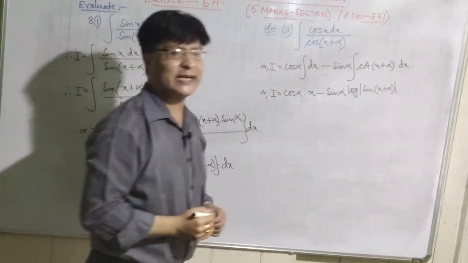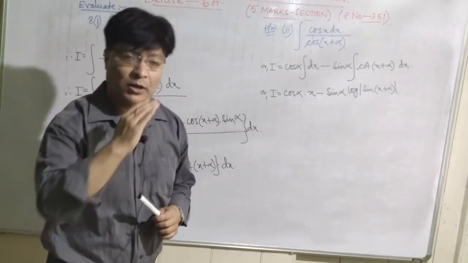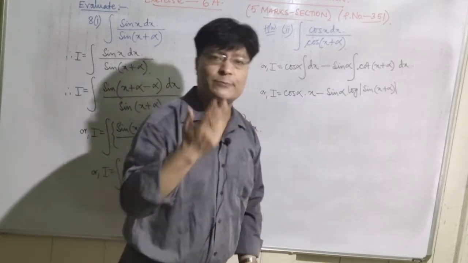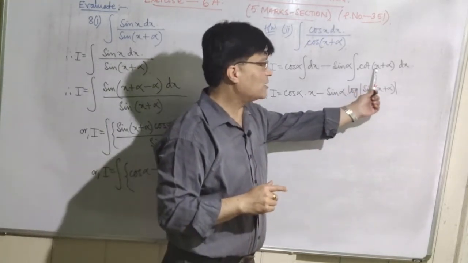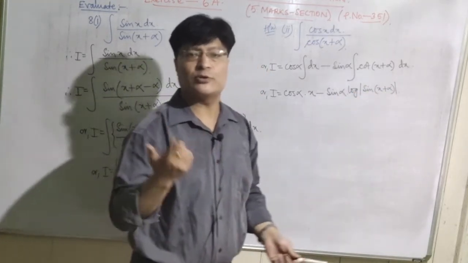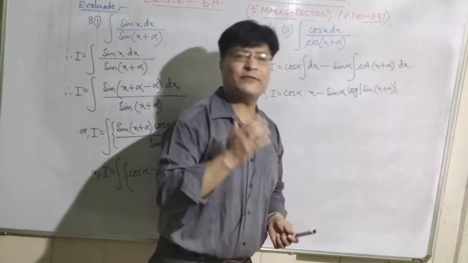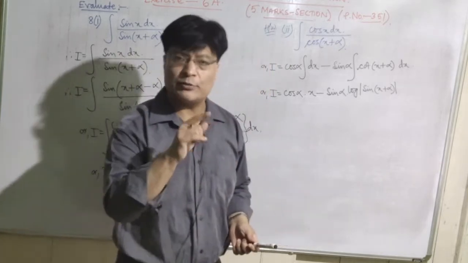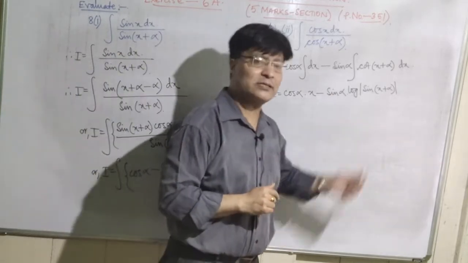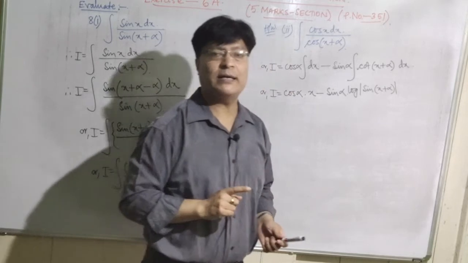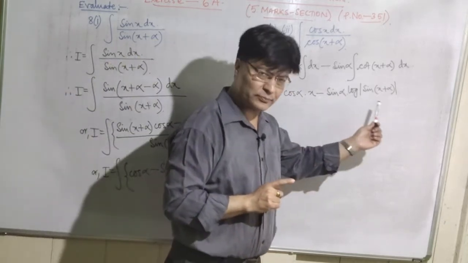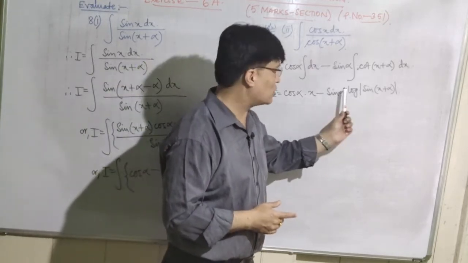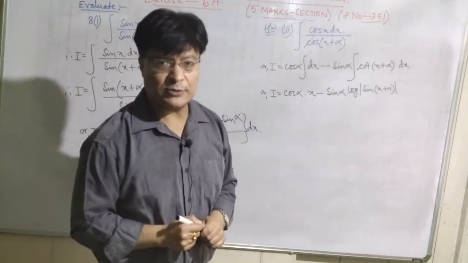So which function is taken as x here? X plus alpha. Again you have to differentiate it. What is the differentiation of x plus alpha with respect to x? For x it is 1, plus for alpha it is 0. So it is 1. In case of integration, you have to divide it by 1. In case of differentiation, you have to multiply it by 1. But this is the case of integration, you have to divide it by 1. Since you have to divide it by 1, you don't have to write it. So this is the only integration, that is log of mod sine of x plus alpha.